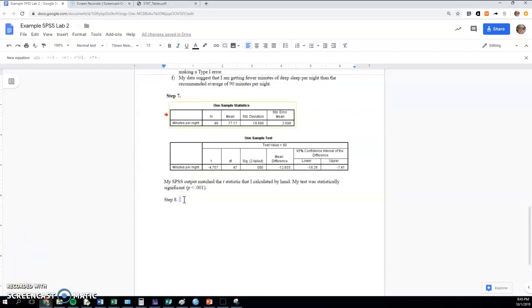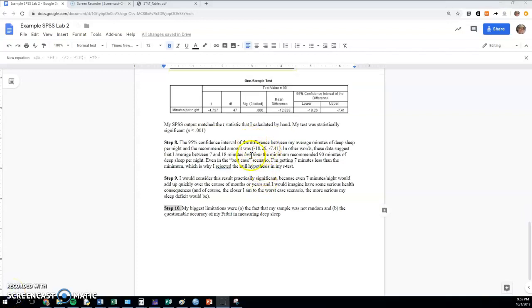Okay, next we want to find your confidence interval, and you can grab that right here. Interval means it's a range of numbers, so it's got some lower bound and some upper bound, and the actual interval is all the numbers in between there. So we'll write that. And then let's interpret this in plain English. So, worst case scenario, this is comparing the average amount of sleep I'm getting, again, we're estimating what that true average is, that parameter, and comparing that with the recommended amount. So these negative mean that I'm below that null hypothesis mean. In other words, I'm pretty sure that I'm somewhere between 7 and 18 minutes less than that recommended 90 minutes of deep sleep per night.